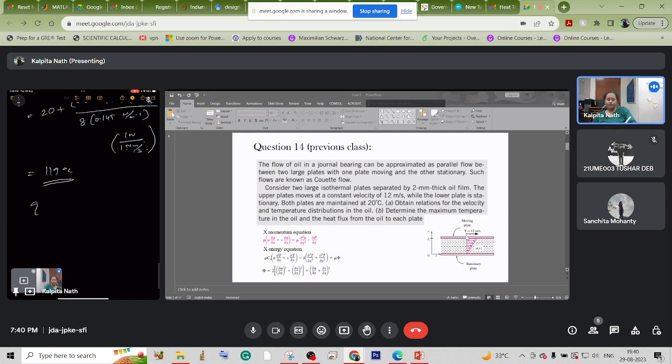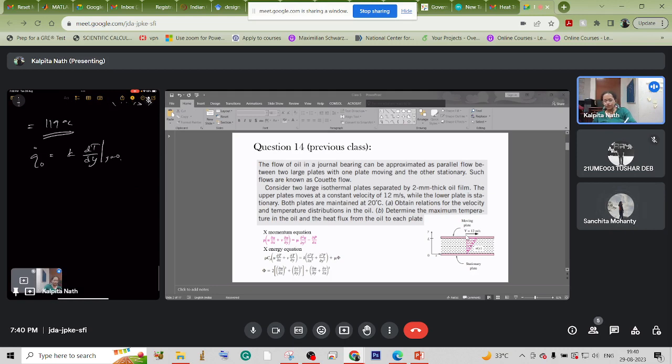So now find the heat flux. Heat flux is K dT/dy. It will be at the surface of the plate, so there will be conduction, right? So the conduction equation will be applied here. At y is equal to 0, you will just put every value. There will be two: one at the lower plate, and another will be Q_L dot, which is K dT/dy at y equal to L. So these are the two values that we need to find. I'll give you 2 minutes for this.